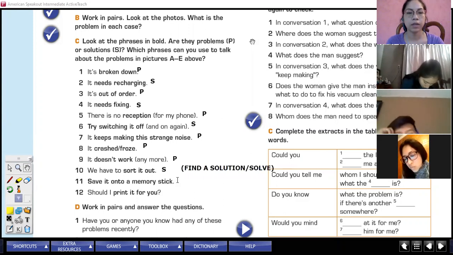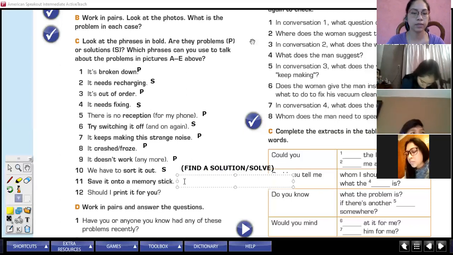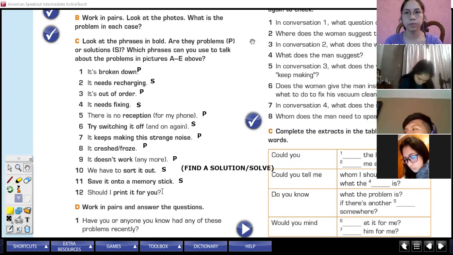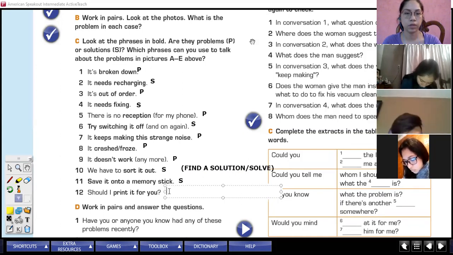And 11, another person, please. Giselle. She said, Save it onto a memory stick. Okay. And that is a solution. And finally, number 12. Diego. I should print it for you. Is a solution. Solution. Okay.